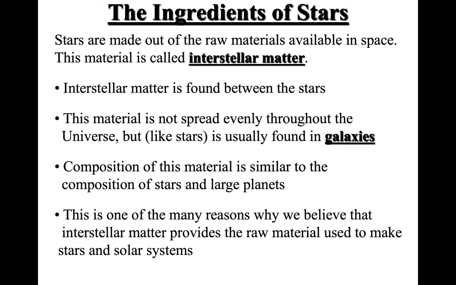Now, let's look at some of the properties of this interstellar material. Basically, the interstellar material is not spread evenly throughout the universe, right? It is not evenly spread, but usually you will find interstellar matter inside galaxies, right? And the composition of this material is pretty much similar to the composition of the stars and large planets. This is why we can think that all these stars are made of interstellar material, because the composition is somewhat similar for stars and for interstellar matter.